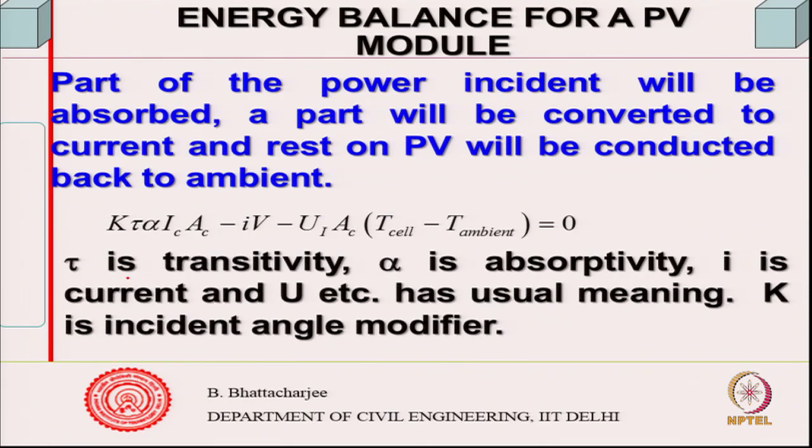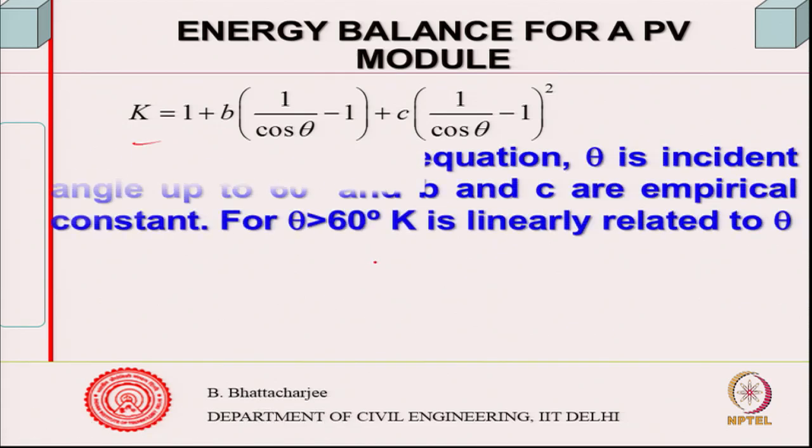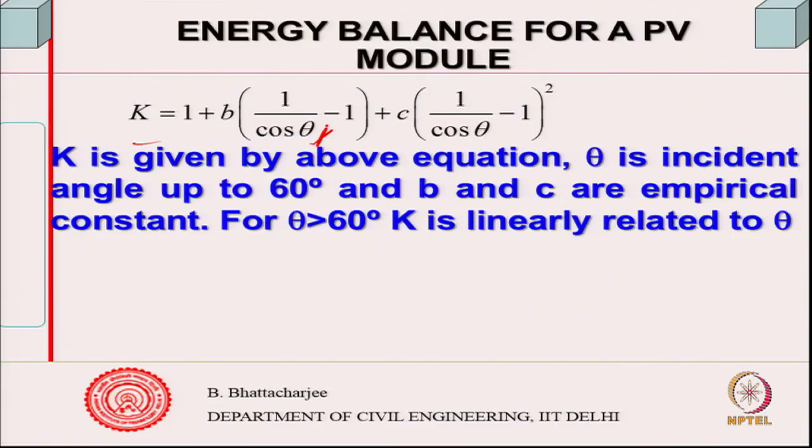So, tau is transmissivity, alpha is absorptivity, I is the current, and U, as I said, the U value, I think we would have discussed sometime, 1 over U is the insulation, A_c is the area of the cell, and K is what is called an incident angle modifier. So, K is given by a formula like this, where theta is the incident angle, B is a constant, and C is also another kind of empirical constant, right.